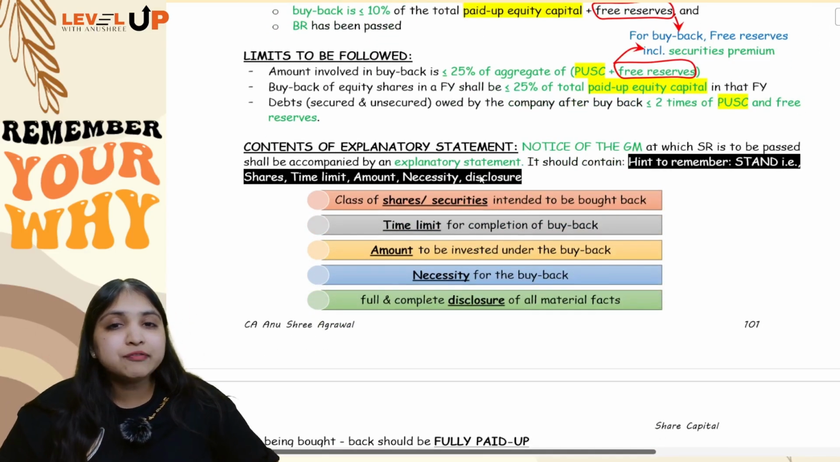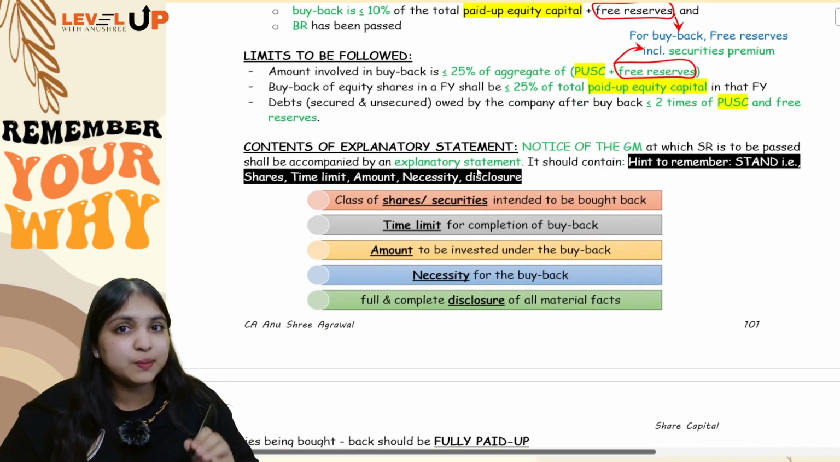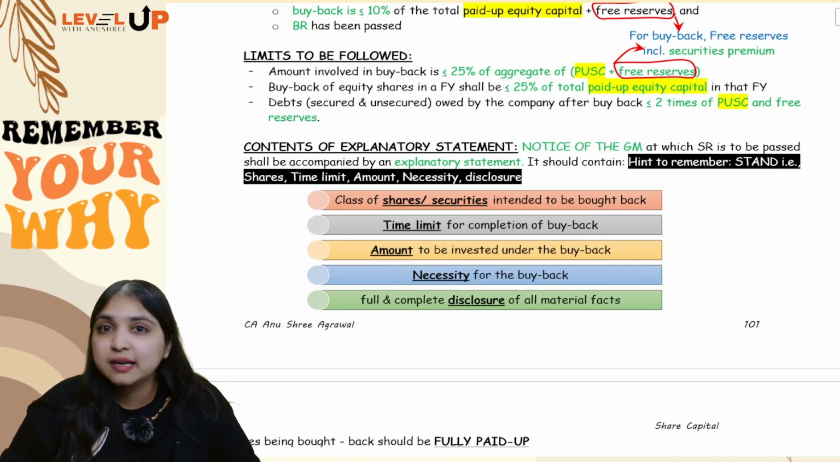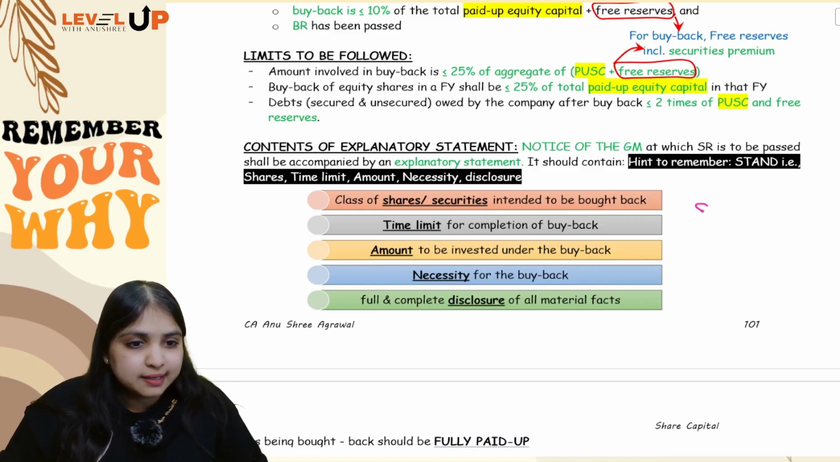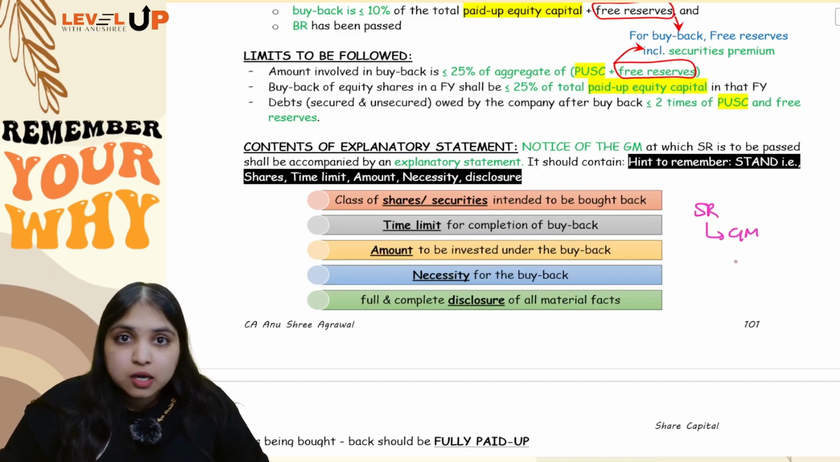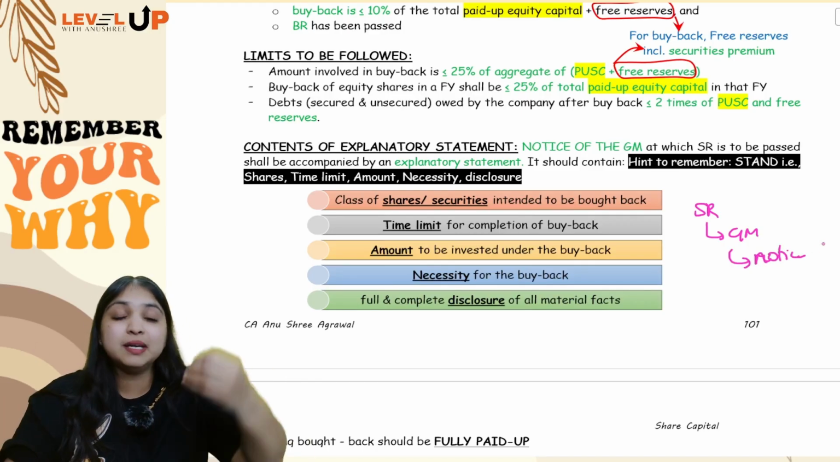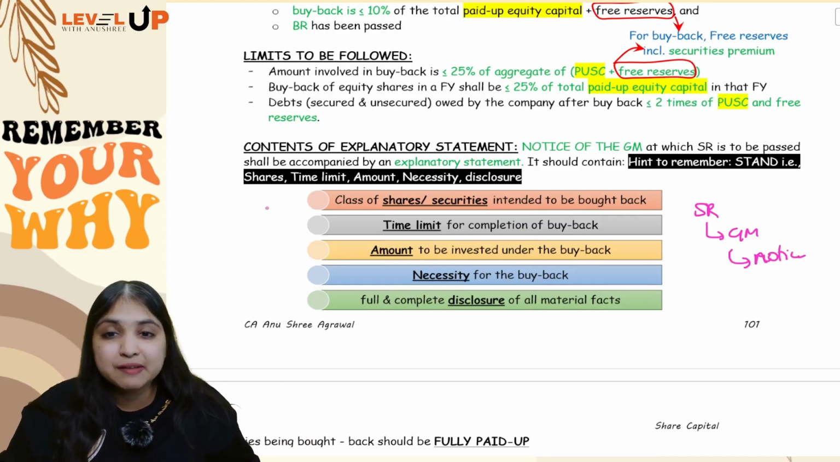Okay. Then after this, we spoke about the explanatory statement. We discussed that when the company is doing a buyback of securities, SR is to be passed. To pass the SR, the company has to call a meeting. To call the meeting, the company has to send a notice. Now to that notice, the company will attach an explanatory statement, and in that explanatory statement, the company will put 5 things.